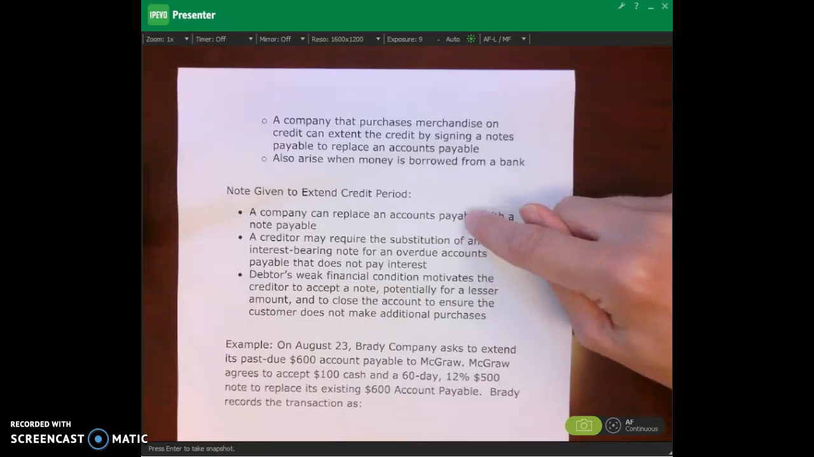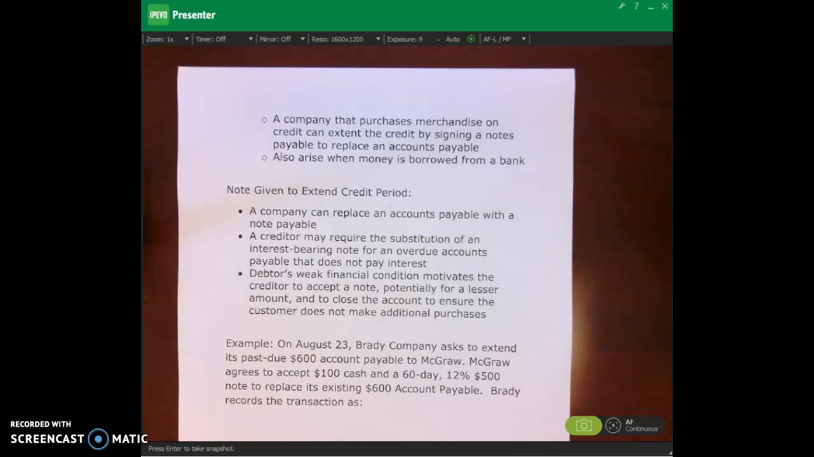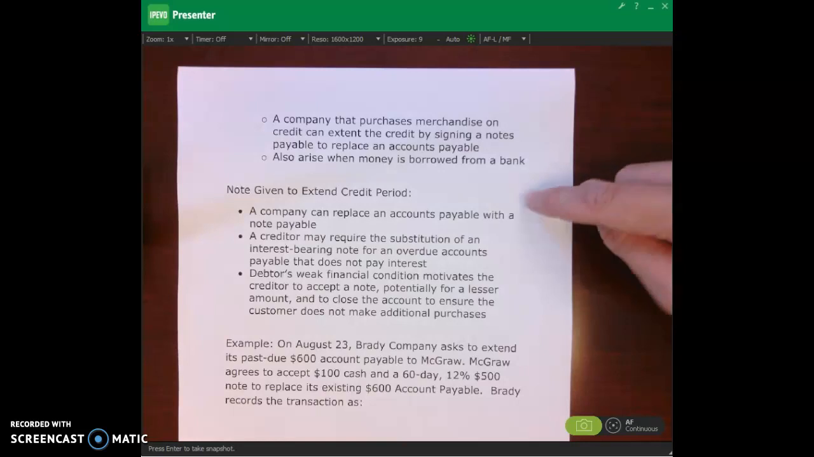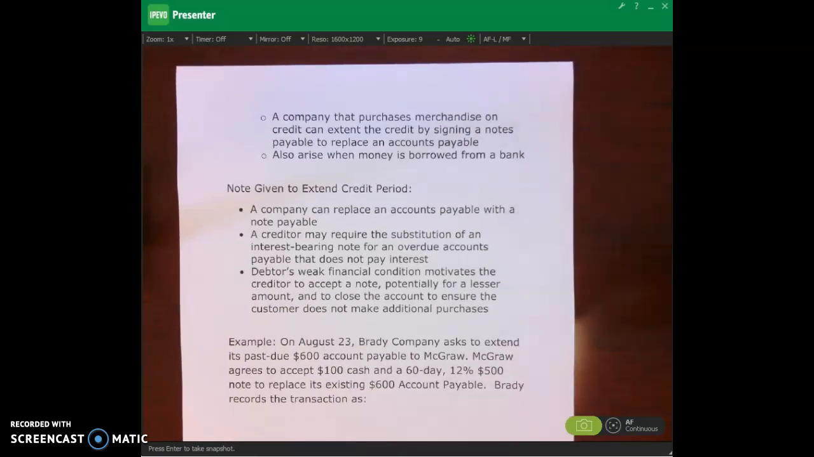So let's look at the situation where we're going to use a notes payable to extend our credit period. Basically this is the situation where we purchase merchandise on credit. We purchased merchandise on credit, and we debited merchandise inventory, and we credited accounts payable. But then we're running low on cash, or for whatever reason, we ask our supplier and we say, look, we know the accounts payable is due, but we can't pay you now. Can we extend our accounts payable by giving you a notes payable?